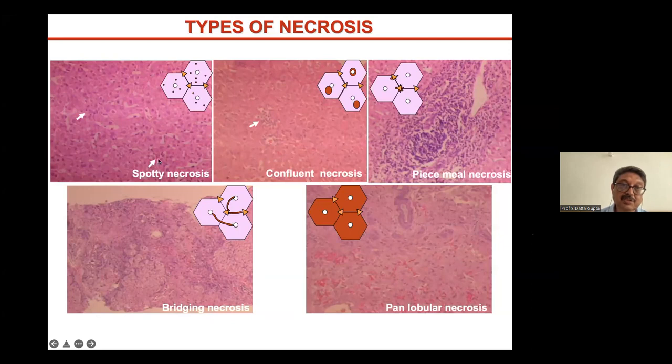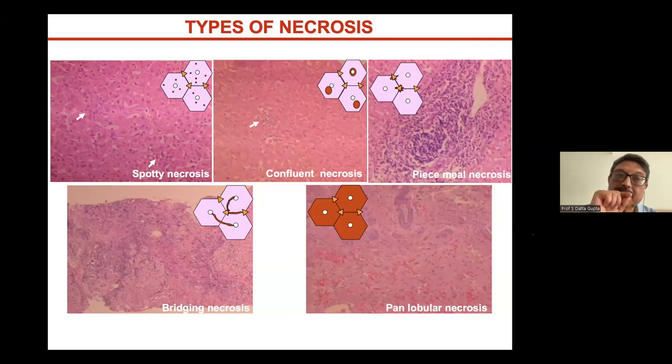This is spotty necrosis. In spotty necrosis, sometimes you just don't find hepatocytes, you just find lymphocytes there. So that itself is spotty necrosis. And in liver, because most of them are viral infections that we are dealing with when we do liver biopsies, you hardly get neutrophils.